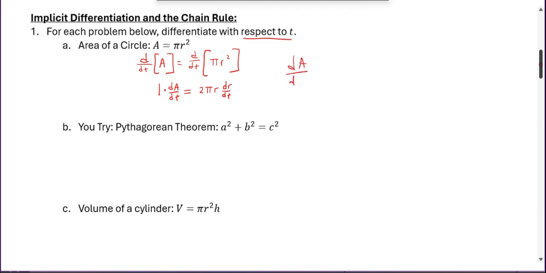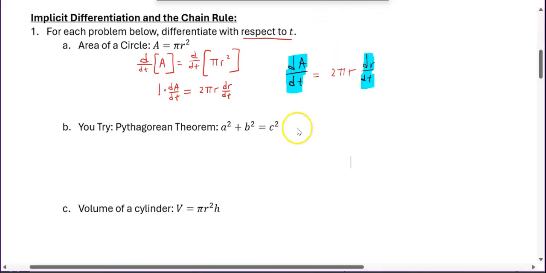What we know is dA/dt, that's the change in area given time, is equal to 2 pi r times dr/dt, the change in radius given the change in time. So what we basically have is a relationship between how the area of a circle changes given how the radius is changing. So we're going to use that later in a word problem. Why don't you try it with the Pythagorean theorem?